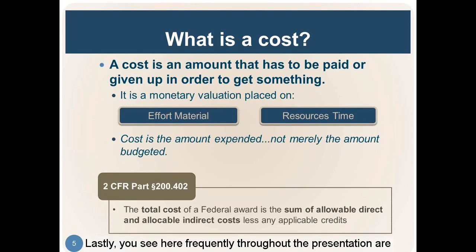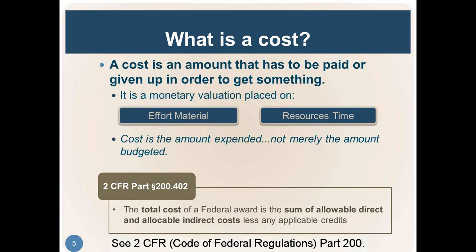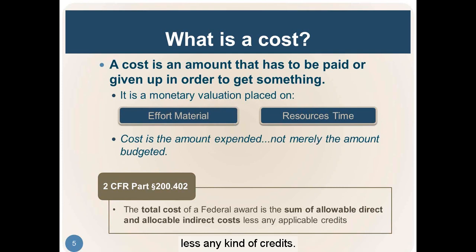And lastly, what you'll see frequently throughout the presentation are references to the uniform guidance that was issued a few years ago, 2 CFR, Code of Federal Regulations, Part 200. So right there, it's just important to remember the composition of cost, and there's the definition. Total cost of the federal award is the sum of allowable direct and allowable indirect costs, less any credits.